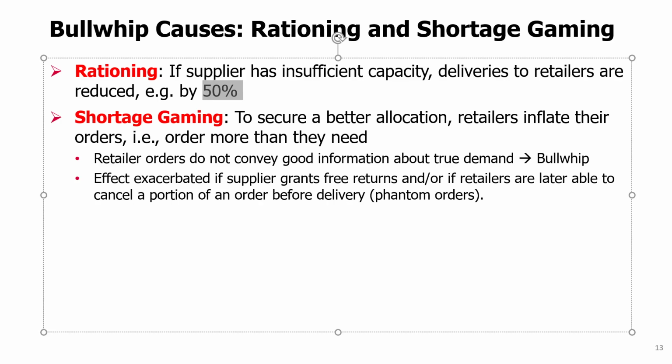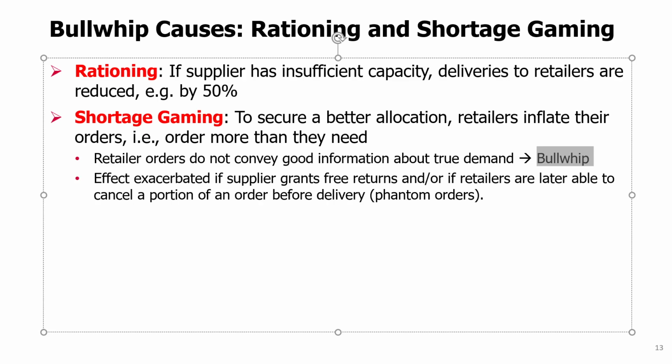But the important thing from our perspective is that again the information that is conveyed through those orders is not the true demand. It is inflated now. And because of this, it is still a bullwhip effect. The supplier, the manufacturer, let's say, has wrong information about the true demand.